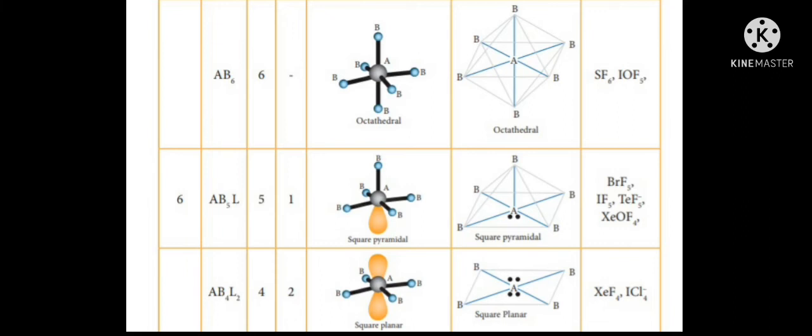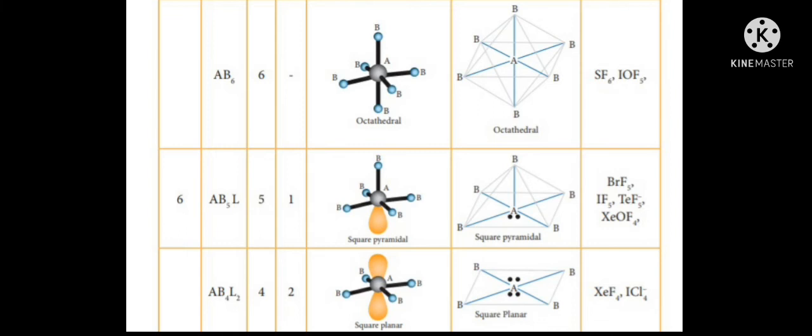Here, the molecule with formula AB6. It contains 6 bond pair electrons and there should be no lone pair electrons. This molecule contains 6 AB bonds. The shape of AB6 molecule is octahedral. The molecular geometry is shown here. SF6, IOF5 are examples for AB6 molecules.